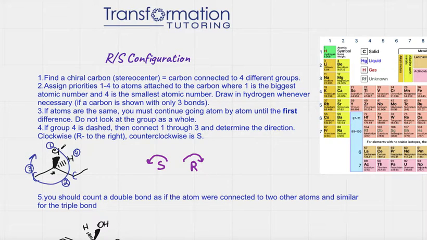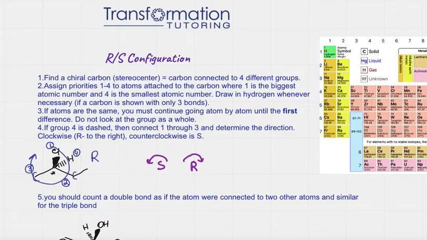It is going this way, and I have to determine the direction. Now, if when I connect the direction is counterclockwise, this is going to be S. If it is clockwise, this is going to be R. And the way I remember R is I remember to the right. It kind of looks like it's going to the right. So for this one, when I connected my 1 to 3, I can see that the direction is going to the right, and therefore this will have R configuration. This chiral carbon has an R configuration.